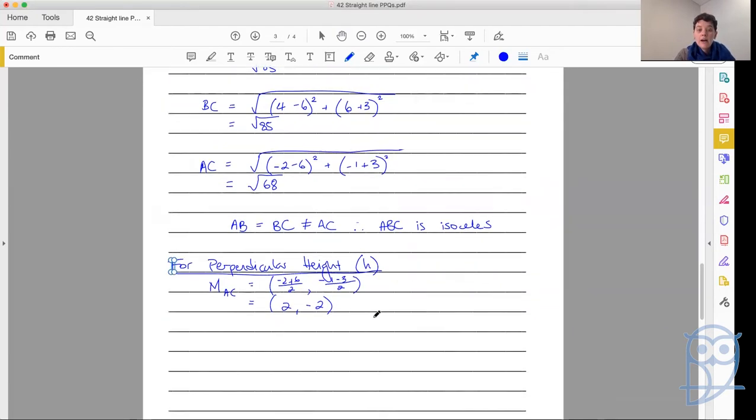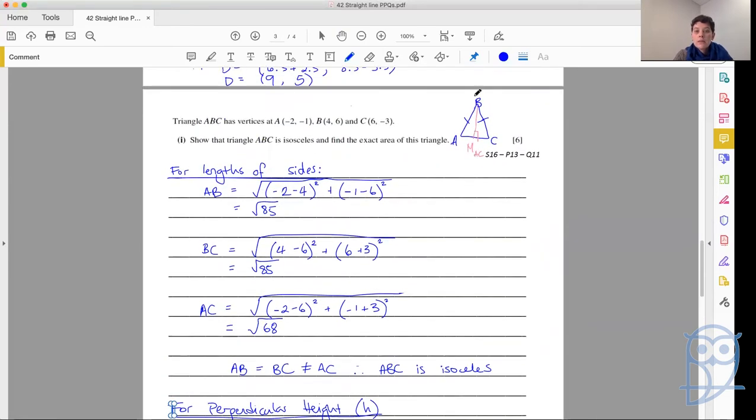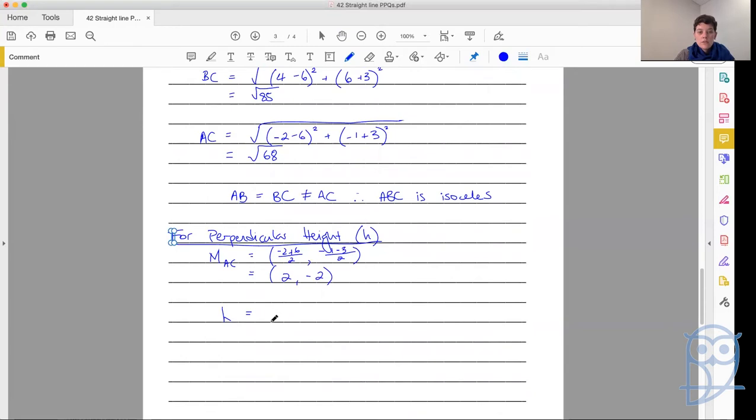So what is our height, H? H is going to equal the distance between B and AC. So B is 4, 6, and we have minus 2 plus 2, all squared under a full square root sign. So 4 minus 2 gives us 2. 2 squared is 4. 6 plus 2 gives us 8, 8 squared is 64, which is a square root of 68. So now we've got our H.